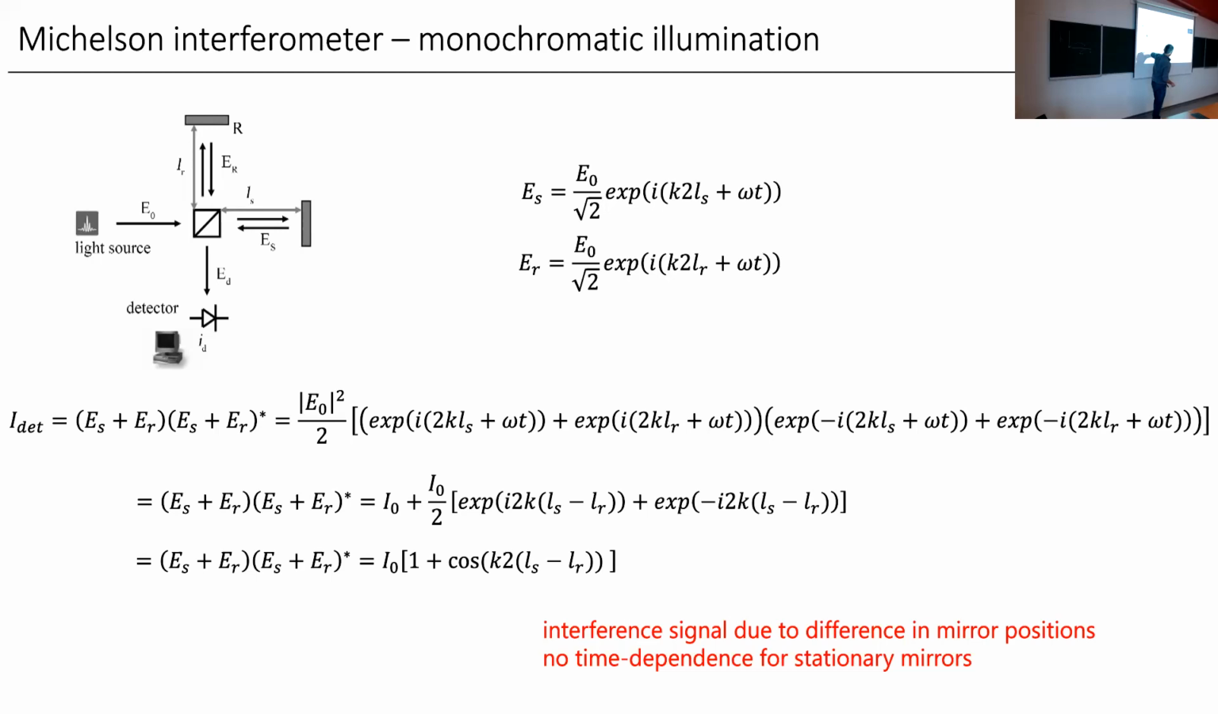The point is you get a constant term, and on top of that is this oscillating term that depends on the distance. You also notice that if this is a stationary experiment, so the mirror is not moving, then all the time dependence has dropped out. So this will just give you a static signal on your detector. If you remove the mirror, you will measure something else.